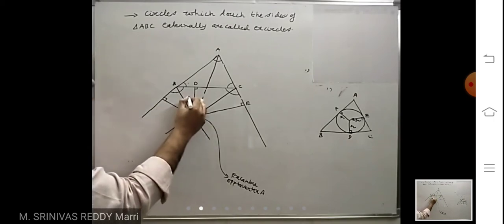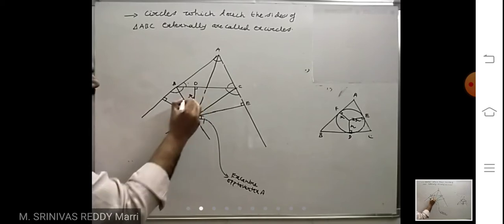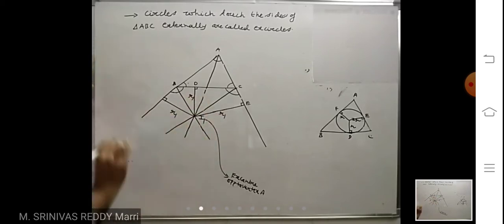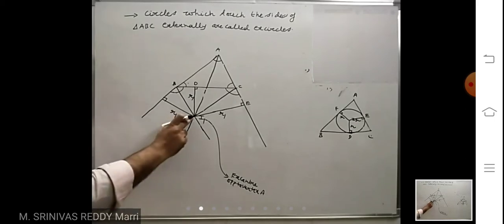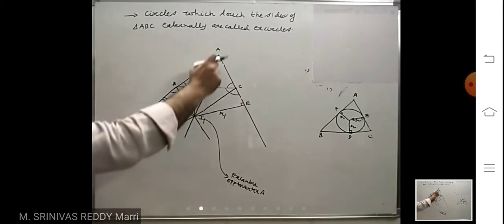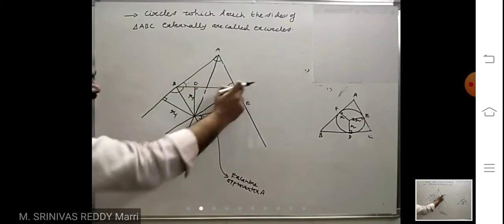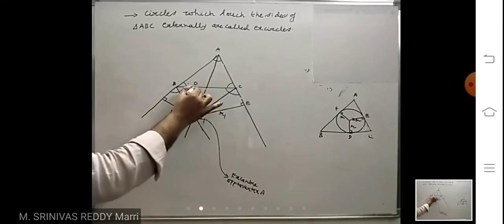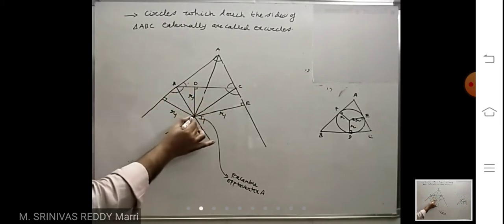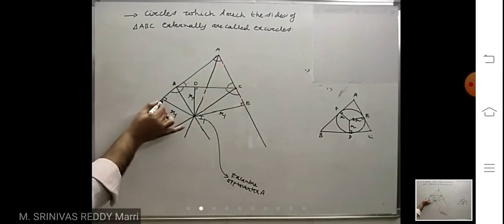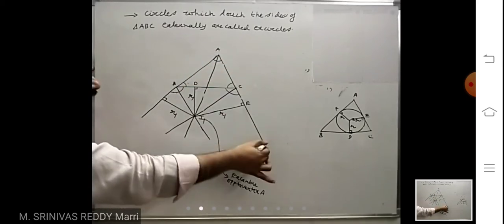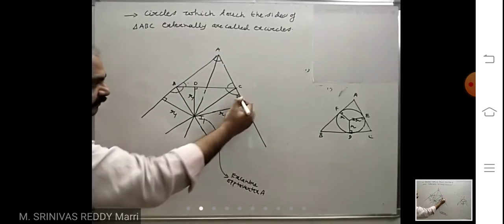So these distances will be equal, and that is called R1. This point I1 will be equidistant from all the sides. The distance from I1 to the side BC is R1. The distance from I1 to the side AB extended is nothing but R1. The distance of I1 to the side AC extended is also R1.